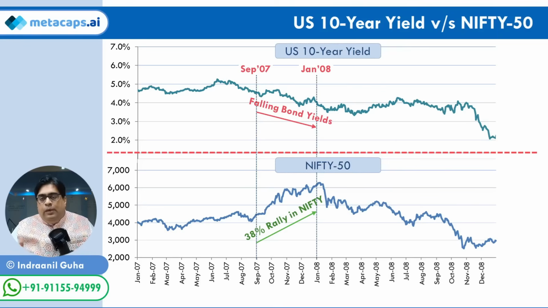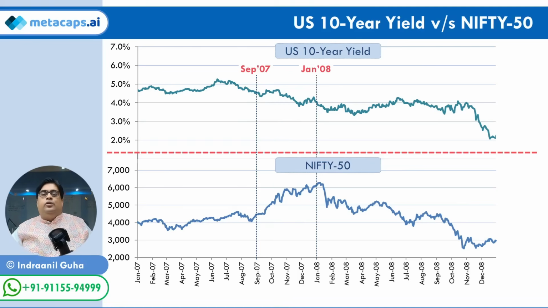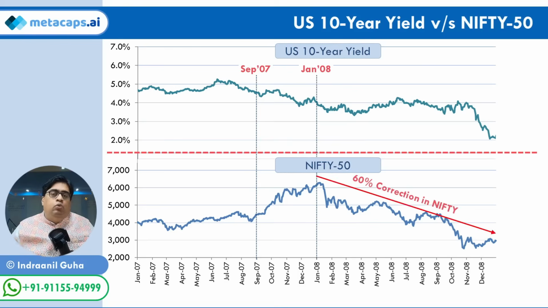Of course, falling bond yields are stimulative for stocks only as long as the economy is still growing. Once the economy slips into a recession, falling bond yields are no longer stimulative for stocks, and that's why from January 2008 onwards, which is when the US economy slipped into a recession, we got a brutal 60% correction in the Nifty between January and October of 2008.